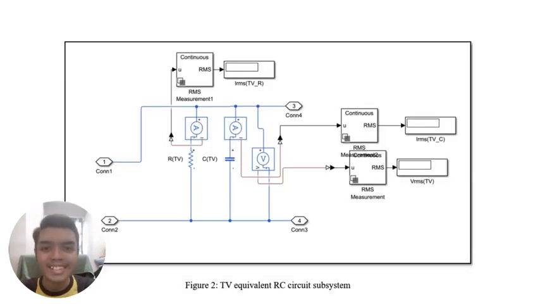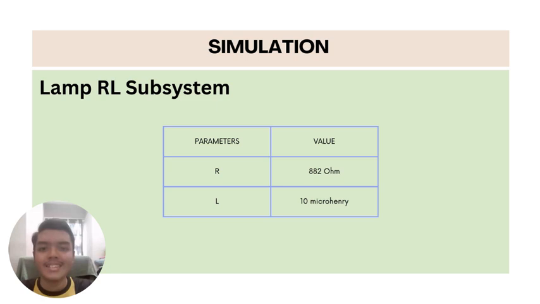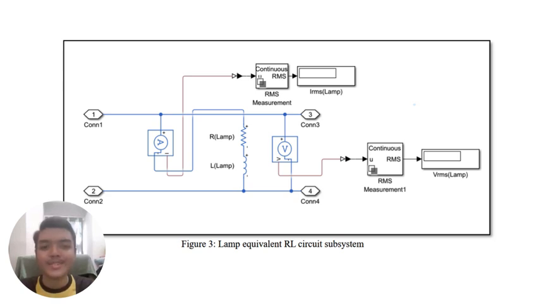So next, this slide shows the Simulink implementation of the TV RC equivalent circuit used in this simulation. The lamp is represented by an RL circuit because lighting loads can have inductive characteristics. The resistance used is 882 ohms and the inductance is 10 microhenry. This slide shows the Simulink model of the lamp's RL equivalent circuit.